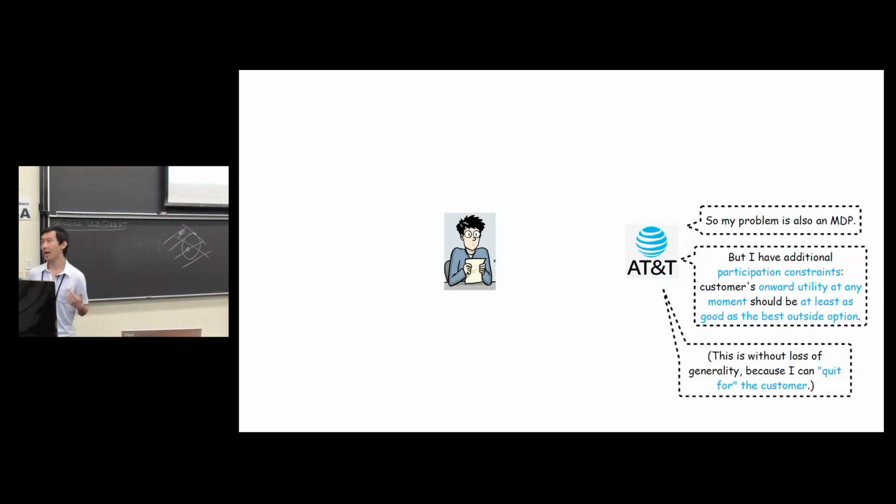So the difference is that there are additional participation constraints in this MDP, right? Because the carrier wants the customer to never quit. So that means the customer's onward utility should be non-negative, or should be at least as good as the best outside option at any moment in the service. So this actually, I mean, sometimes maybe it's better for the carrier to just let the customer walk away, but the formulation is without loss of generality because you can quit for the customer.